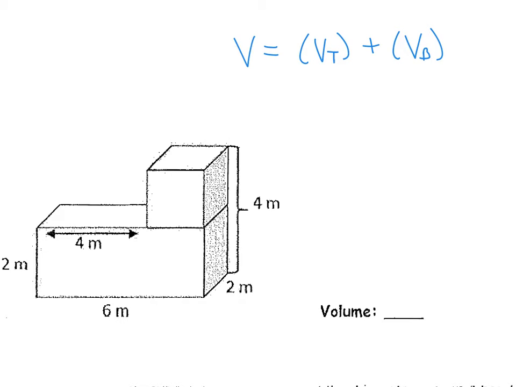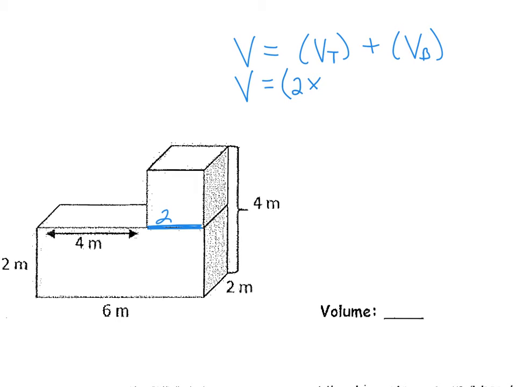And see, I'm putting parentheses. So V is equal to, let's look at this. What's the length? What do I know? I know that this is 4, and if I look parallel to it, this is 6. So this is 6, and this is 4. 4 plus what is going to equal 6? 2. The length for the top rectangular prism is 2, so I'm going to put parentheses, 2 times.